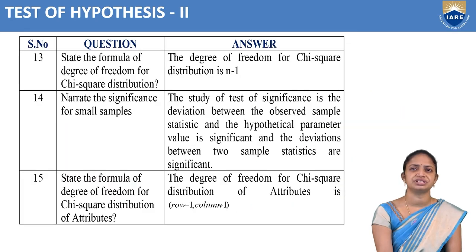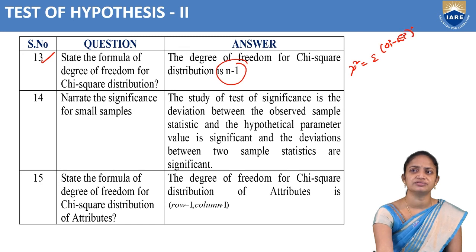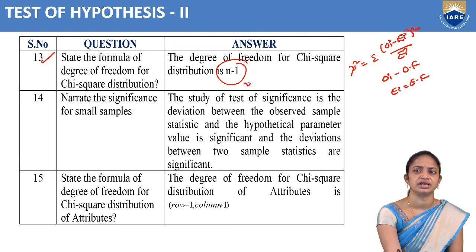Coming to the next question. The 13th question is: state the formula of degrees of freedom for the chi-square distribution. The degrees of freedom for the chi-square distribution is n minus 1, and the formula is chi-square equals summation of (O minus E i) whole square by E i, where O is the observed frequency and E i is the expected frequency. Here we take chi-square alpha at nu equal to n minus 1 degrees of freedom.